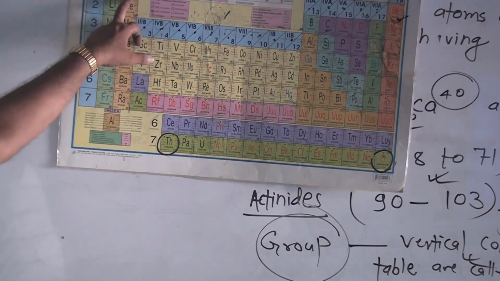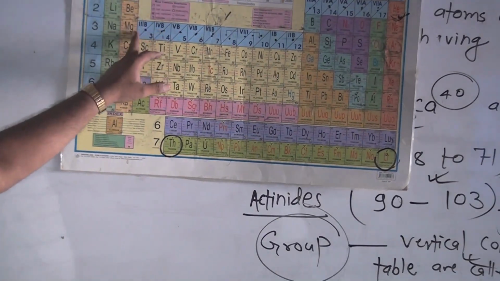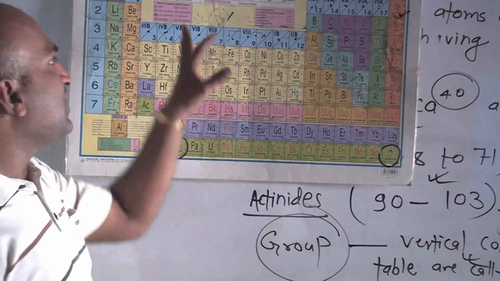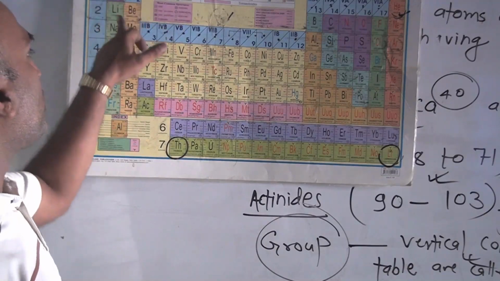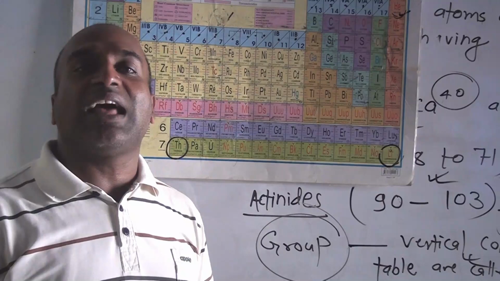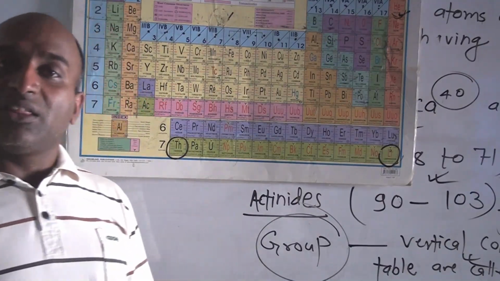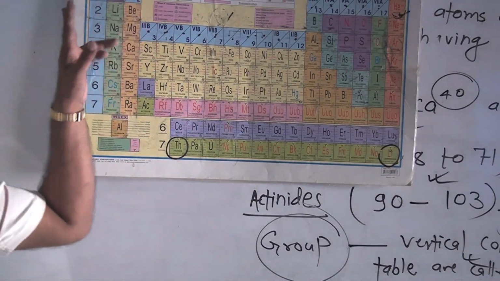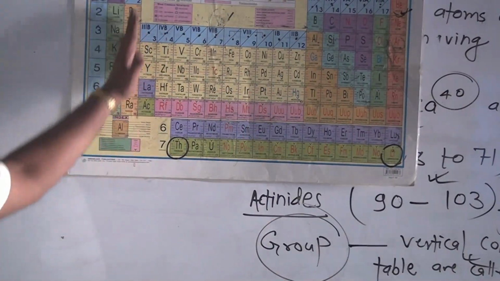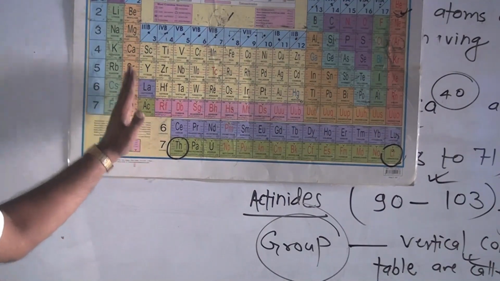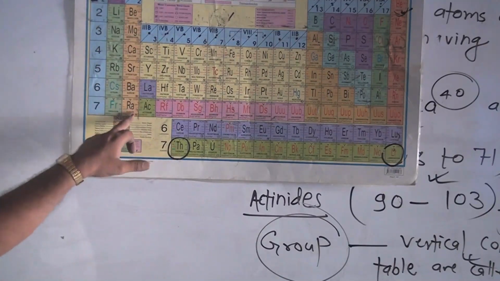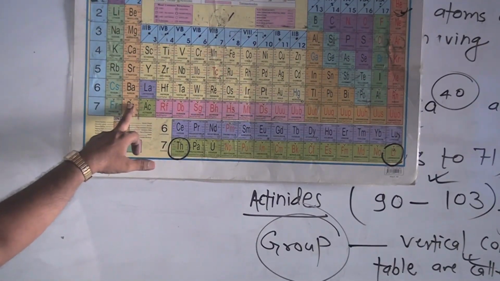Elements of group 2A are beryllium, magnesium, calcium, strontium, barium, radium. These elements are the members of group 2A, and they are collectively known as alkaline earth metals. Elements of group 2A are called alkaline earth metals because they form hydroxides which are soluble in water and alkaline in nature. They form alkaline solutions with water.